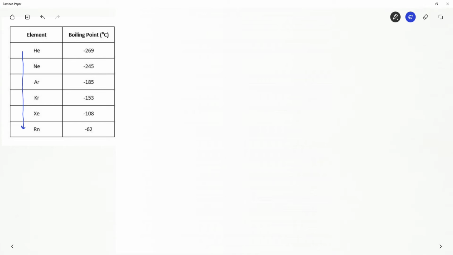Notice what happens with the boiling points. The boiling point of helium is negative 269 degrees C. But once we get up to radon, which is a much larger and much more polarizable atom, you'll notice that the boiling point has increased to negative 62 degrees C.